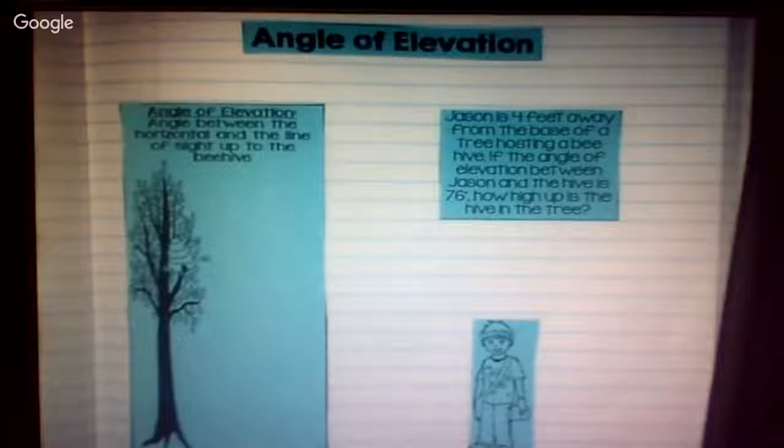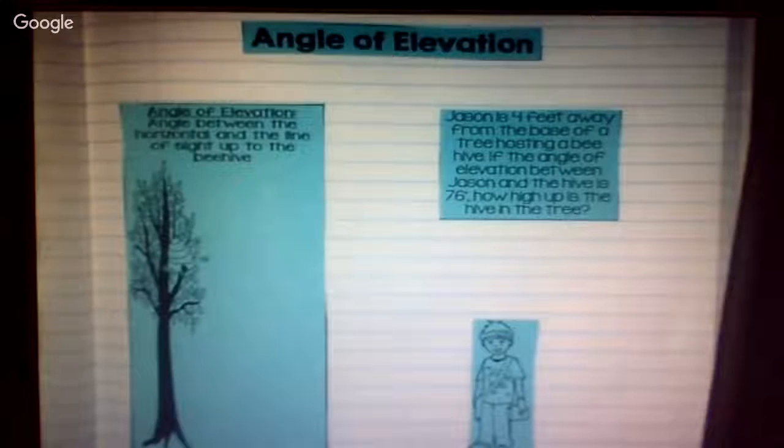Guys, you do not have to be writing while I'm talking about this. Please continue gluing if you're gluing. Okay, so when we do word problems, you're going to see two types. One is called the angle of elevation. Think about it. If I'm elevating, what am I doing? I'm going up. I'm rising.